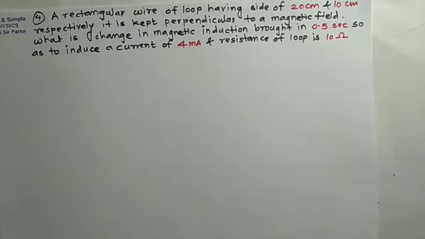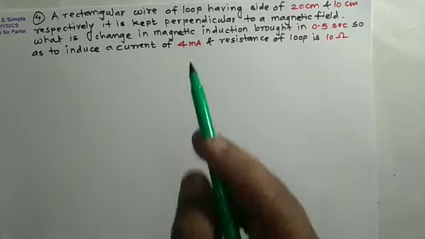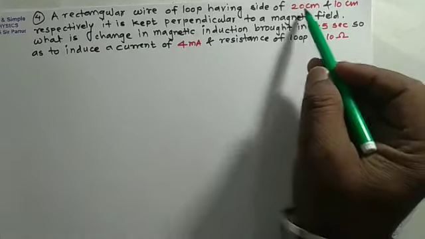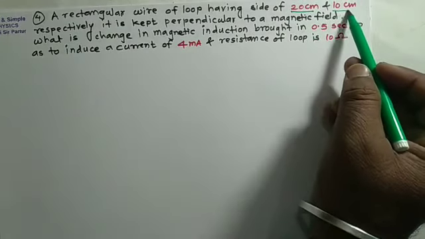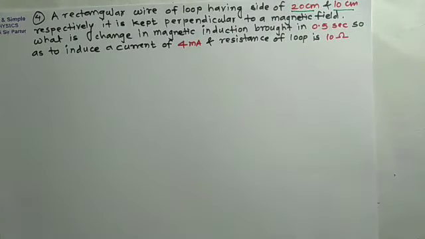So here, a rectangular wire loop having side 20 centimeter and 10 centimeter. Rectangle has length and breadth 20 centimeter and 10 centimeter respectively.